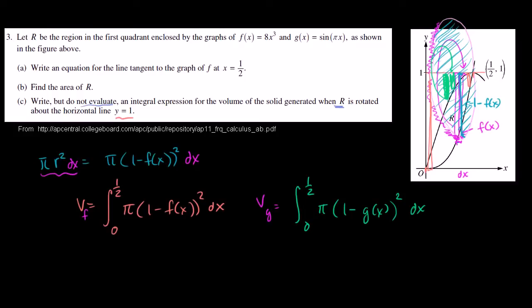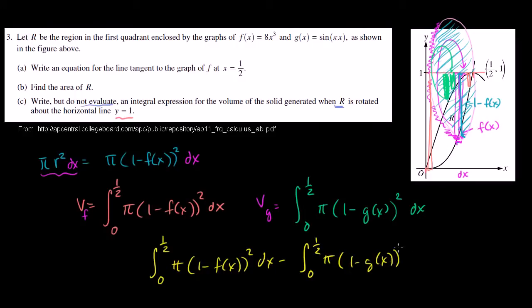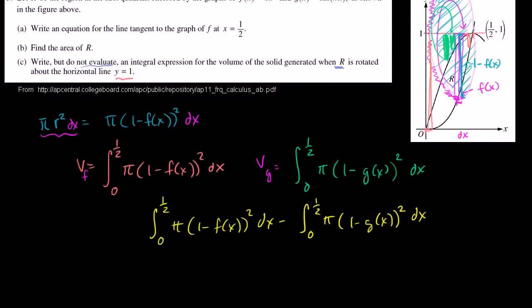So the volume of that region is going to be the integral, I'll do this in a new color, integral from 0 to 1/2 of pi times 1 minus f of x squared dx minus the integral from 0 to 1/2 of pi times 1 minus g of x squared dx. And this is a completely valid answer, but you might want to simplify it.